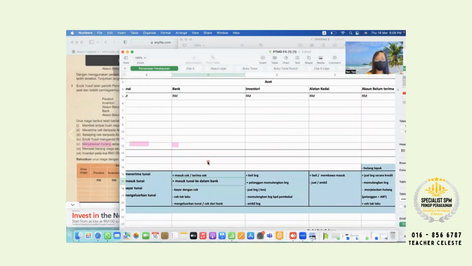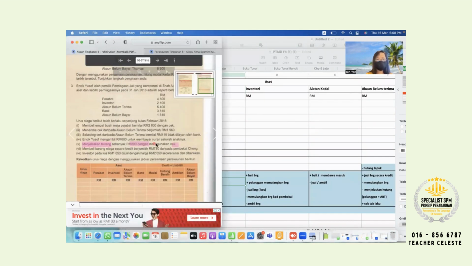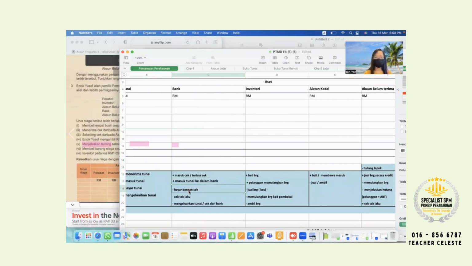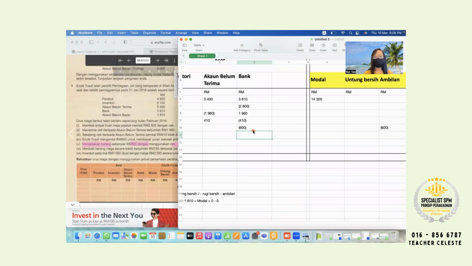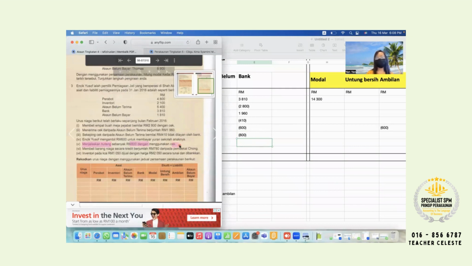So you see this one, membayar check. So you see, dengan check, menjelaskan, settle the debt, meaning that bayar dengan check. So minus. Okay, so your bank here minus 800. So you pay to who? This check you pay to who? Menjelaskan hutang. Remember?